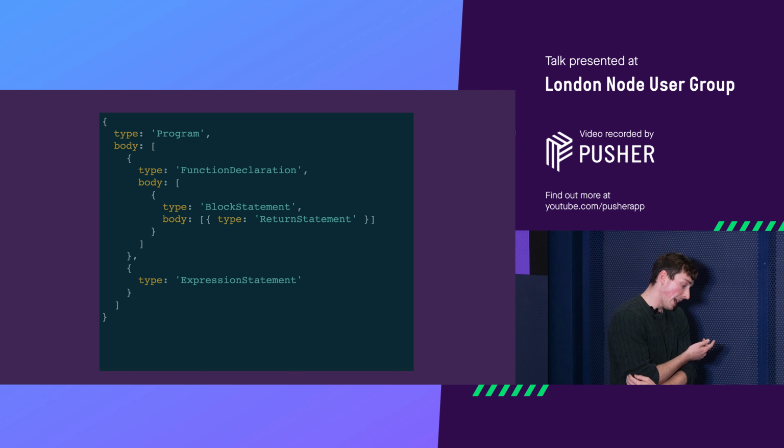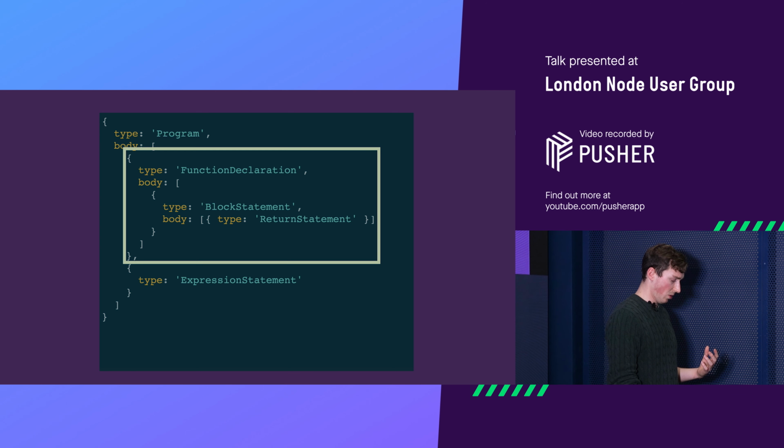And the point of an AST is that it describes source code effectively. Obviously, this example doesn't have all the information that we need to rebuild source code. So this is a stripped down version, and I'll show you what the function declaration node looks like in more detail.